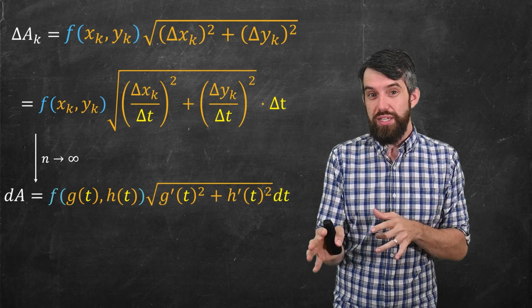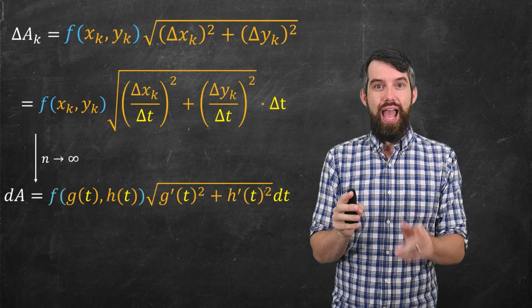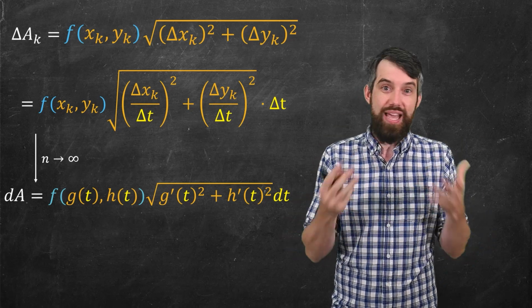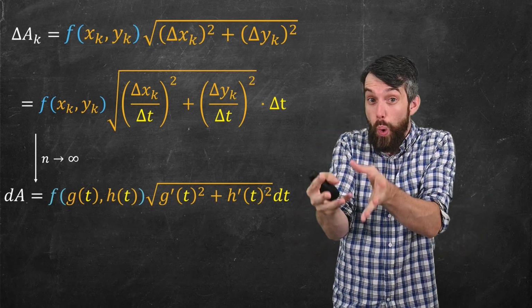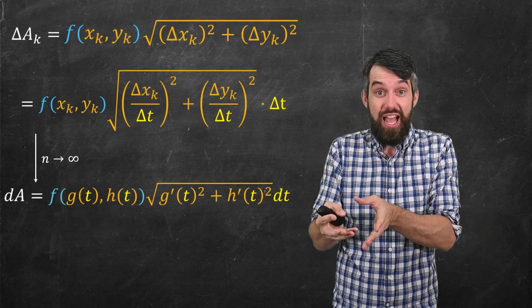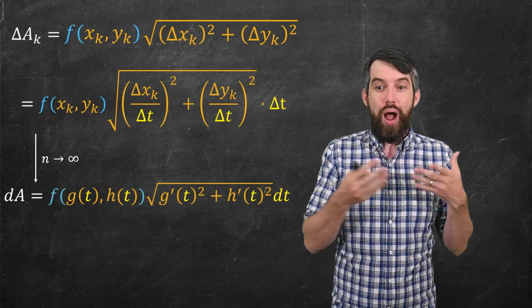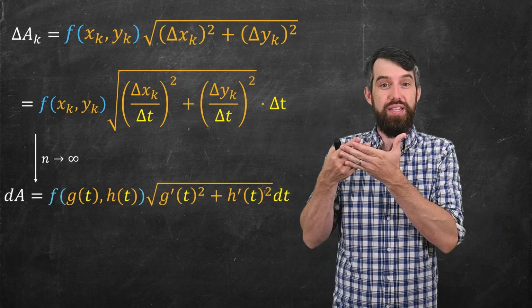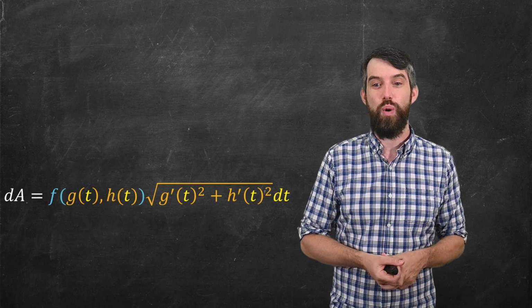And then more importantly, if you look at the delta xk over delta t, as n goes to infinity, this turns into the derivative of the x component. The x component was called g, so it turns into g prime. And then likewise, delta yk over the delta t, in the limit as n goes to infinity also turns into h prime. And so either way, I get this new formula in terms of the derivatives, this g prime squared and this h prime squared. Okay, so if I just focus on this, now that is what I'm going to integrate.